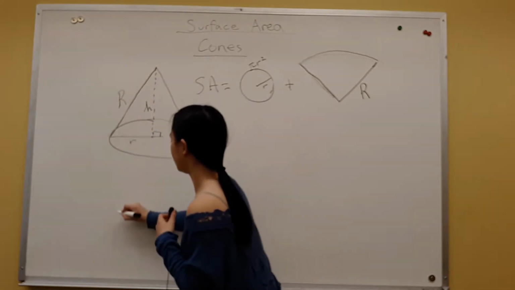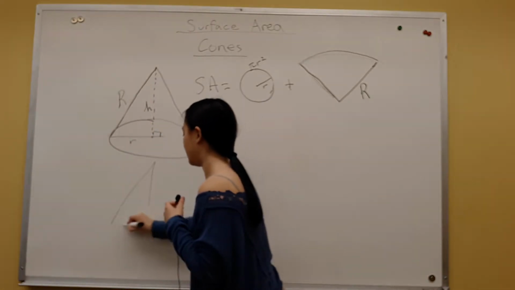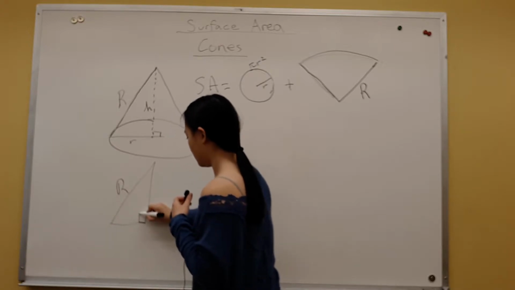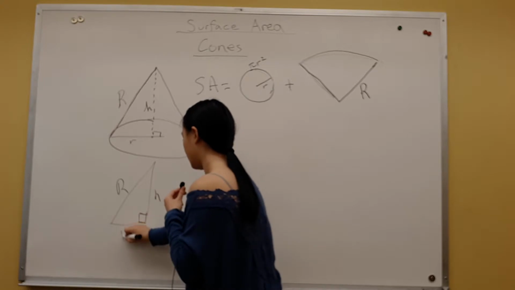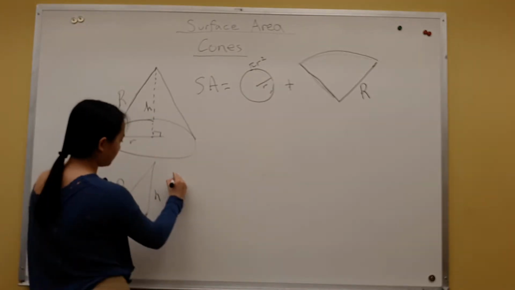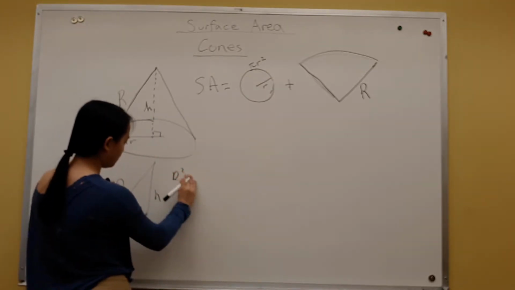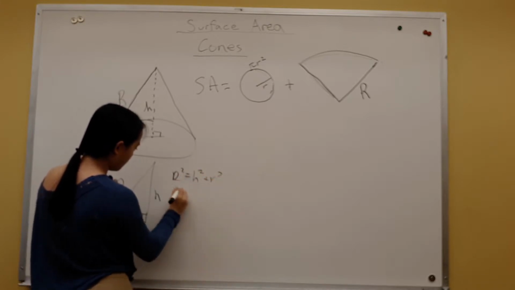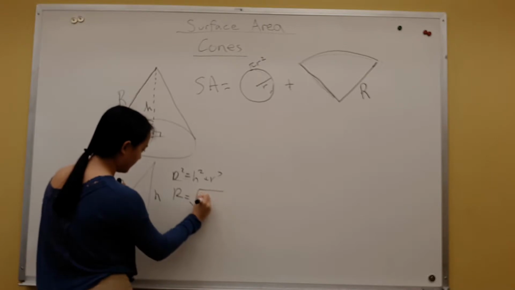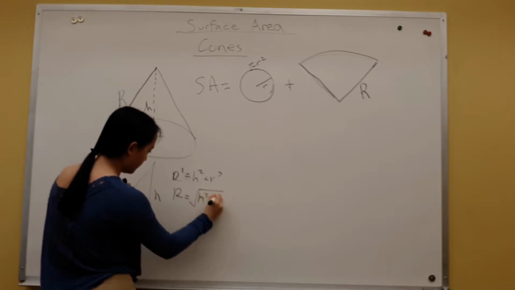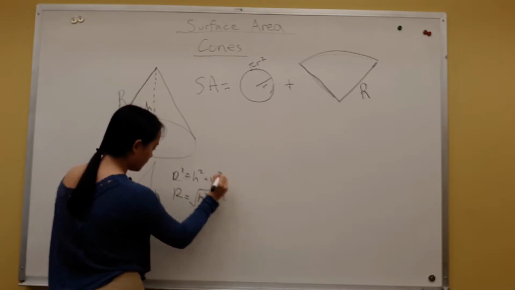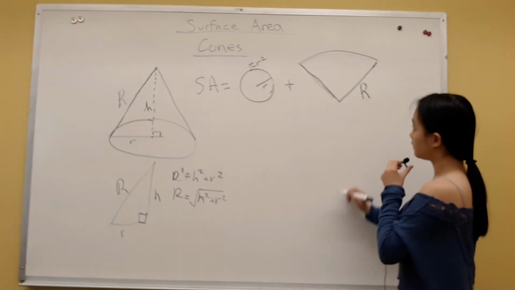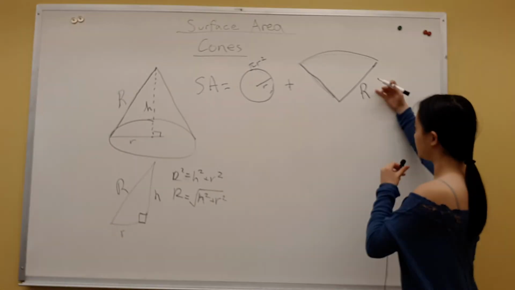So let's move this triangle down again. We have this triangle right here. This R, the radius of the big circle, is related to h and r with R squared equal to h squared plus r squared. R is equal to the square root of h squared plus r squared. My writing's kind of bad, I'm sorry. And with this, you could determine what R is.